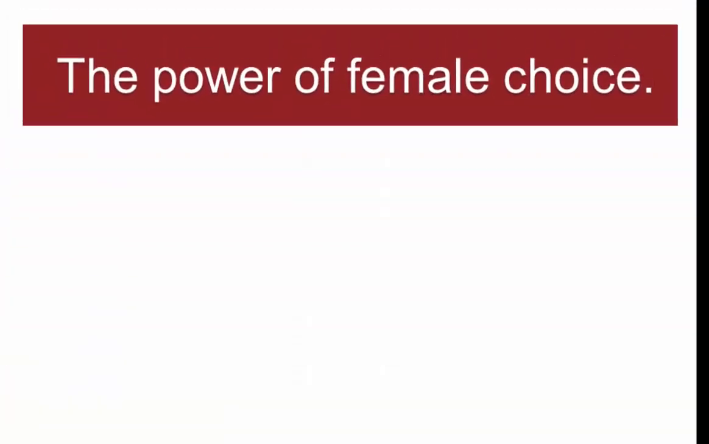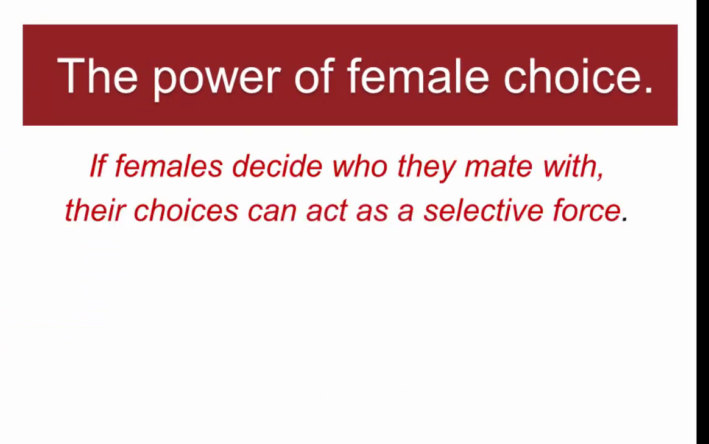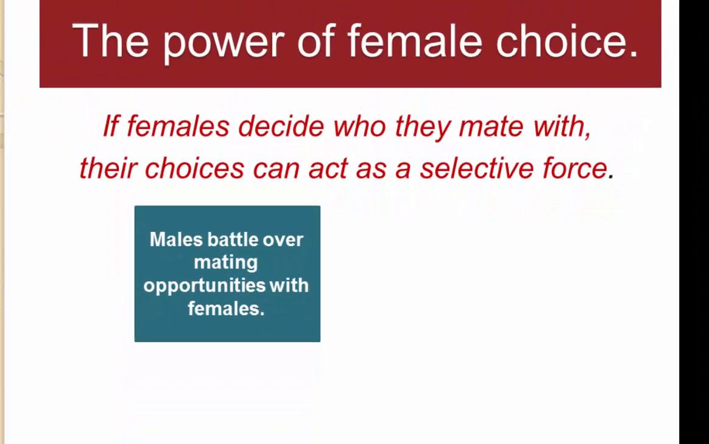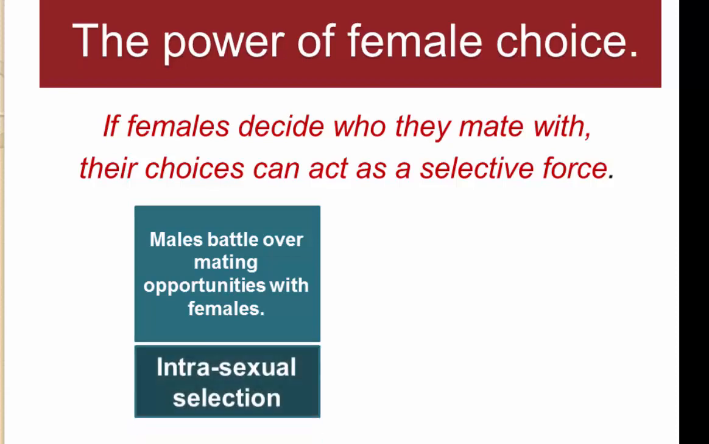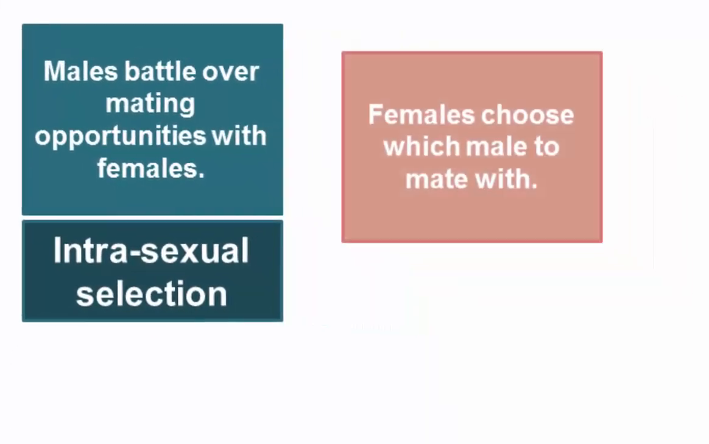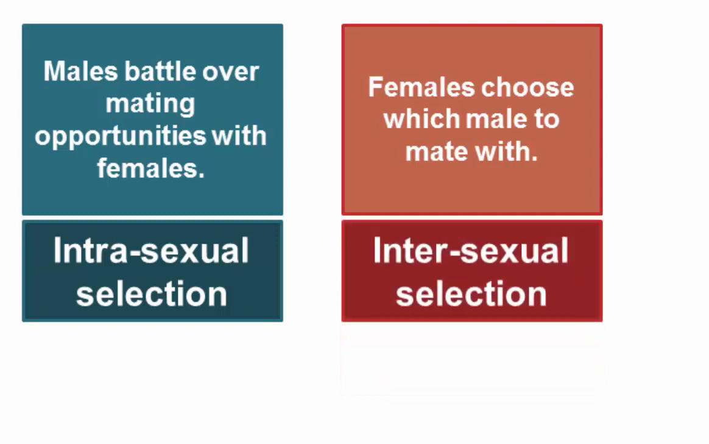Darwin was also impressed by the power of female choice, and the heart of his argument was that if females could decide who they mated with, then the very choices that they made could be a powerful selective force. So he made a distinction between, on the one hand, what's now called intrasexual selection, which, as Darwin saw it, was males, like the male elephant seals, battling over mating opportunities with females. But on the other hand, you have what's now called intersexual selection, meaning across the sexes, and this is centered on females choosing which males to mate with.